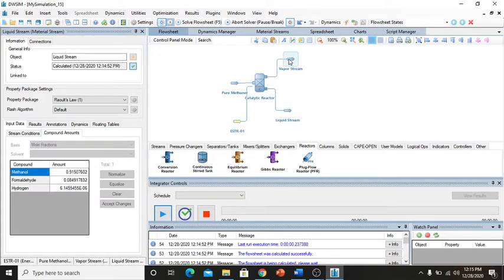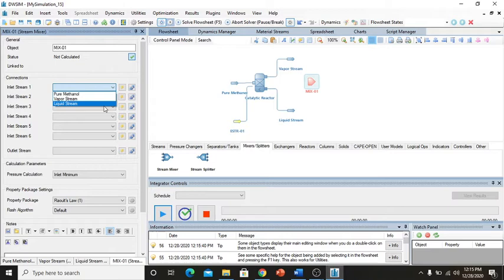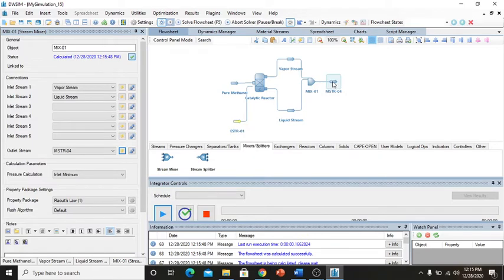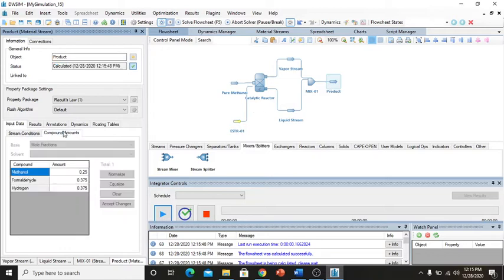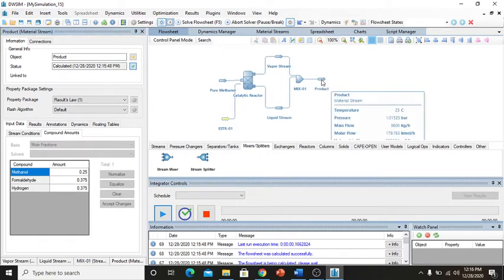So why are we looking for the formaldehyde? Because we are given the production rate of formaldehyde, which is 900 kilograms per hour. To account for all the formaldehyde, we will be using a mixer so that it will be easier for us to use the specification block. So the inlet streams are the vapor and liquid streams, and the outlet stream here. Let's rename this as our product stream. Our product contains 0.25 methanol, 0.375 formaldehyde, and the same amount for hydrogen. We have to specify that it should contain 900 kilograms per hour of formaldehyde.